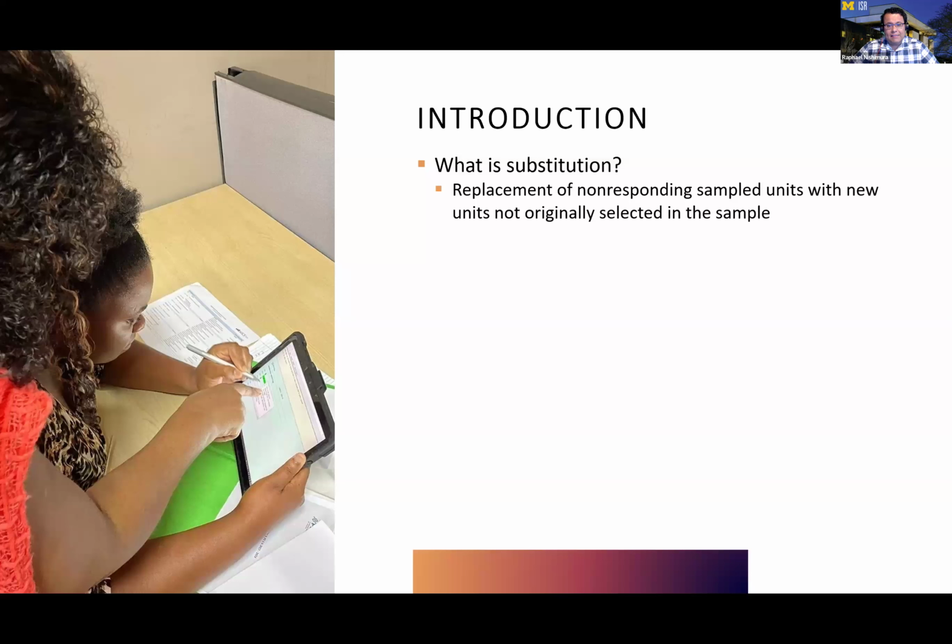And the idea here is that every time we have non-responding units or elements, whether those units are addresses or households, I should say, or persons, adults. Sometimes, as I'm going to talk about next, with different types of surveys like establishment surveys, those can be businesses or school-based surveys. They can be entire schools. Every time I have a non-cooperating unit, the idea of substitution is that we replace that non-respondent, that non-cooperating unit or element, with another unit in the population that was not originally selected in the sample, right? So that's the idea of substitution.